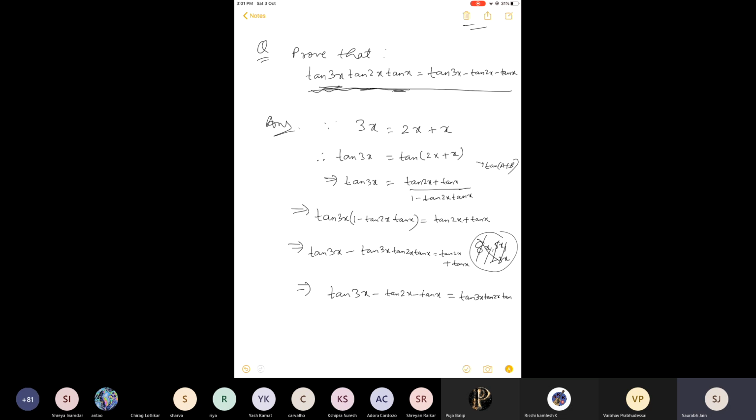So what happened? I neither took LHS nor RHS. I started with the concept that 3x is 2x plus x, and in the process of taking tangent using the formula, I arrived at the result directly. So this is another way. This way also you can reach the result. It is not necessary that you always take LHS or RHS, but please do not solve some part of LHS, some part of RHS, then show equal in between. This is not a good way to solve questions.